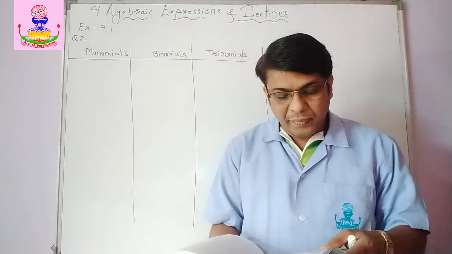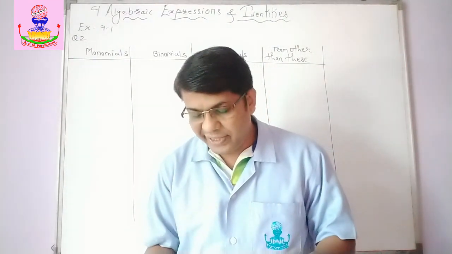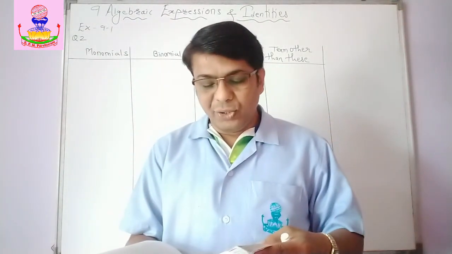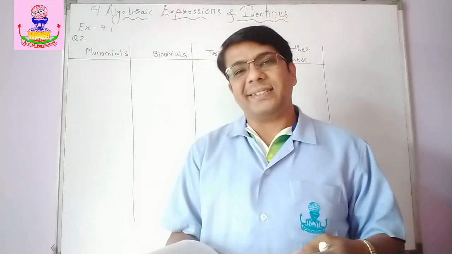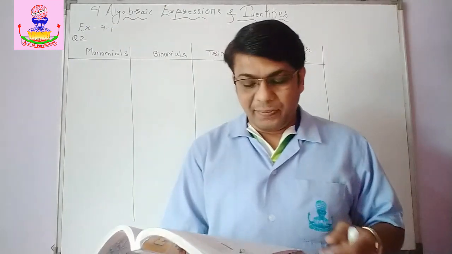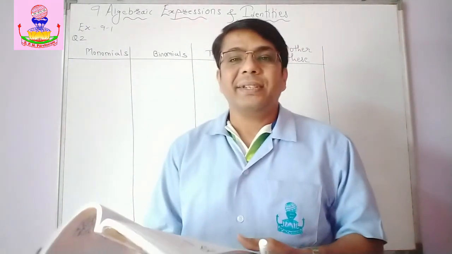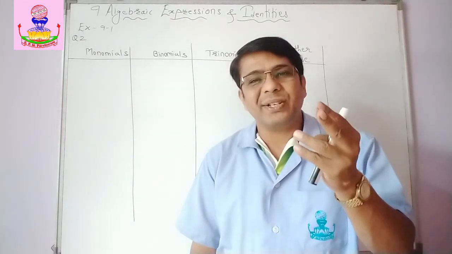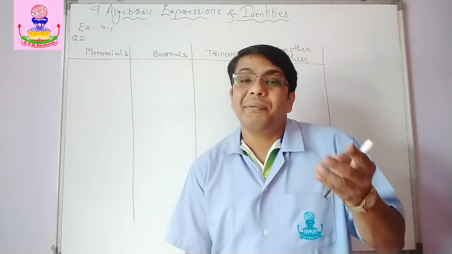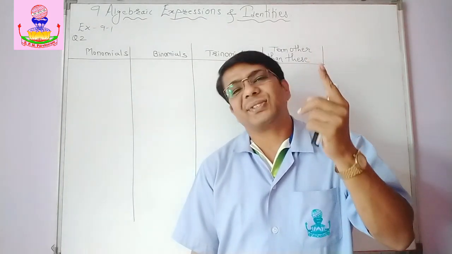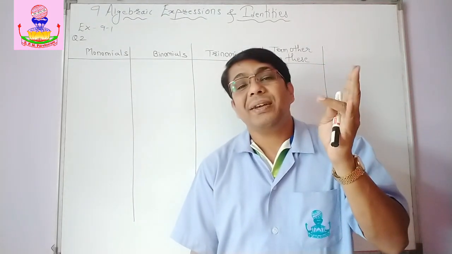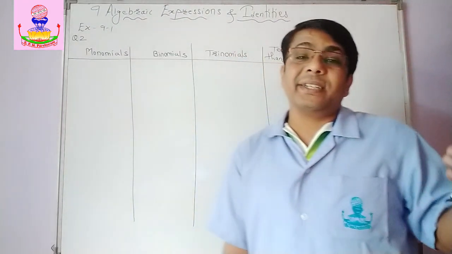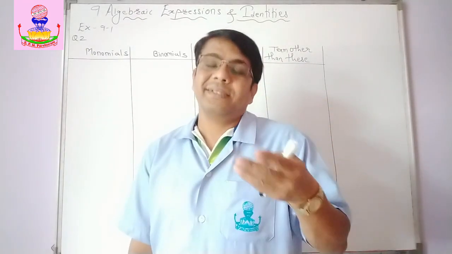Now question number 2. Classify the following polynomials into monomials, binomials, trinomials. Which polynomials do not fit in any of these 3 categories? So there may be some of them. Okay, so let us see. Now first one is x plus y. Now I hope you have studied all these 3 types: monomial, binomial and trinomial. What is a monomial? When there is only one single term, it is called a monomial. Binomial, when there are 2 terms involved, it is called a binomial. And when there are 3 terms involved, it is called a trinomial.